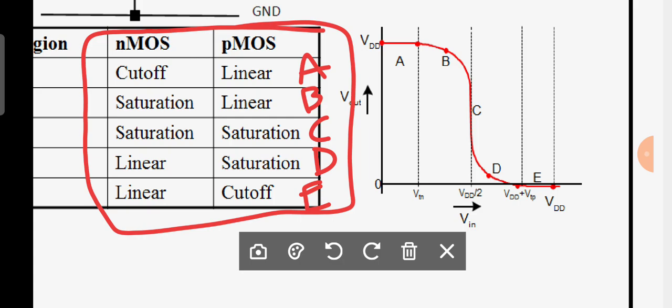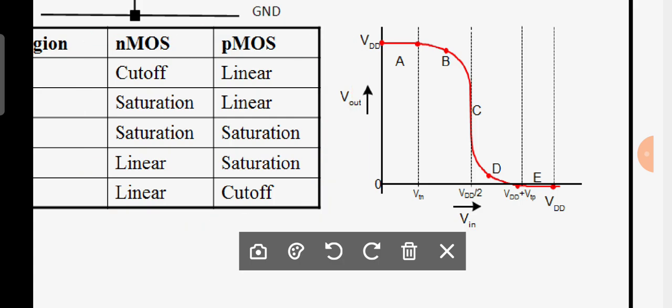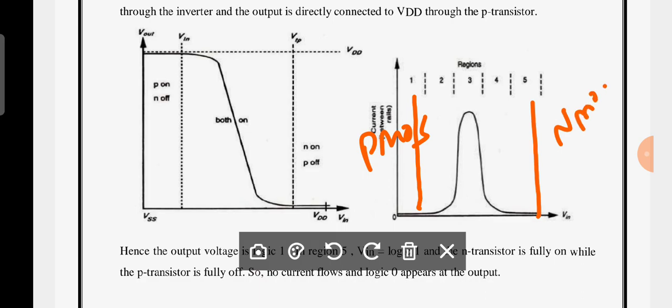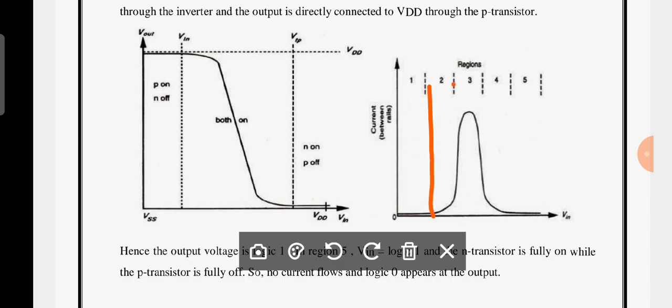If you talk about its current graph, if you observe very carefully how the graph will look, the current versus voltage, in region number 1 and region number 5 we do not have any current. Why? Because here only the PMOS transistor will be inactive, and there only the NMOS transistor will be inactive. Here the PMOS is in cutoff, and here the NMOS is in cutoff. I hope you are clear. In this region, a little bit of current is there. Why? Because here PMOS is in linear region but NMOS is in saturation region. I hope you are clear.